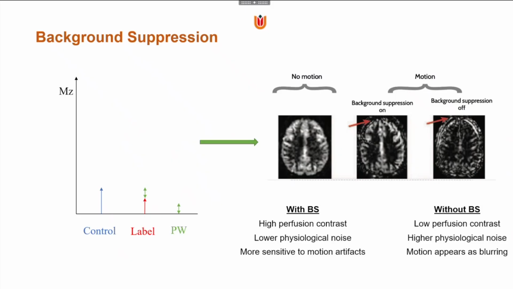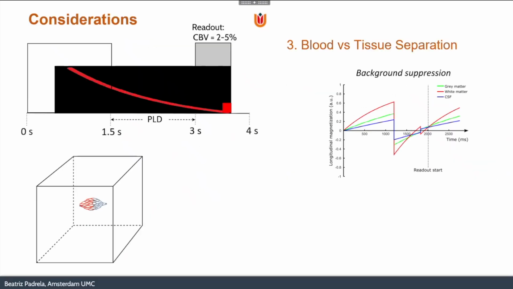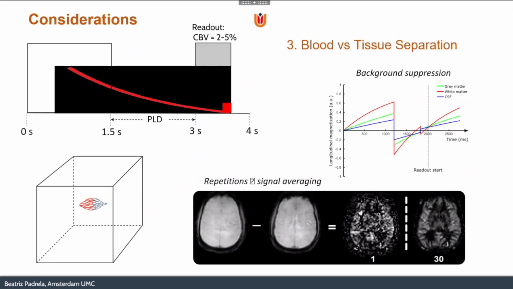This is an example of the band that you see here if you don't do background suppression. And you also see that there's less contrast. How does this happen? When the signal is recovering, you have the gray matter, white matter, and CSF. And what we do is apply a pulse where it gets inverted, and then of course starts recovering again. And the idea is that we start the readout of the ASL when this signal is decreased, when it's the lowest possible, so that you can get more signal from the actual blood. And then, of course, as Henk said, the more repetitions you do, the better resolution and the better signal you'll have.